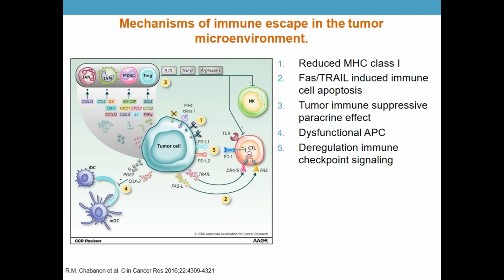Another way that there can be impaired immune response is what's called a suppressive paracrine effect, this number 3. And essentially what that is, the tumor cells can produce these soluble products. And these soluble products can basically promote a number of inhibitory factors. It can cause the attraction of these inhibitory regulatory T cells. It can promote the attraction of these monocyte-derived suppressor cells.